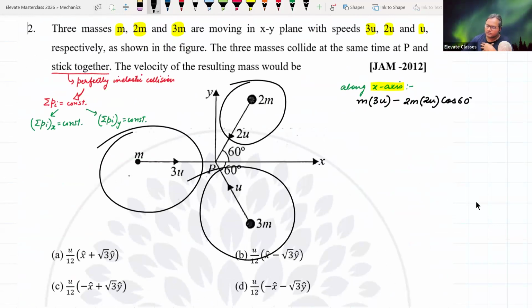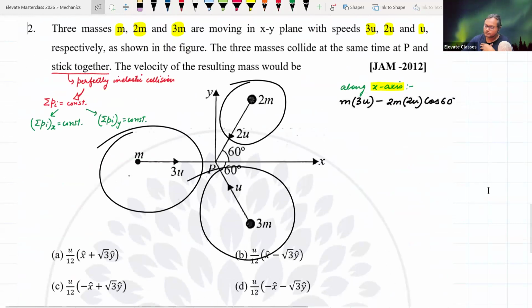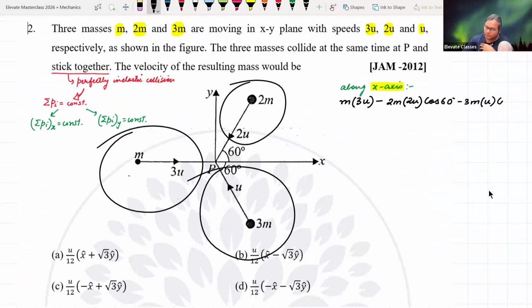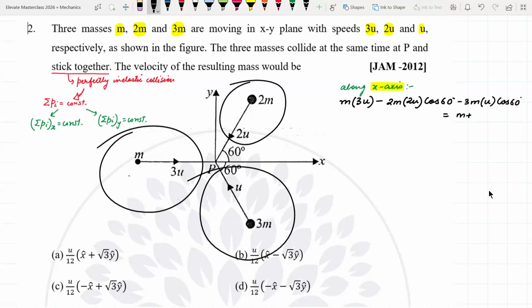Now, what about the third one? What is this? What is the momenta along the x-axis of the third mass? Minus 3m into u into cos 60. Yes, correct. Now, what will this do? This will all get added up to the final mass. What is the final mass? All the masses stick together. So m plus 2m plus 3m.